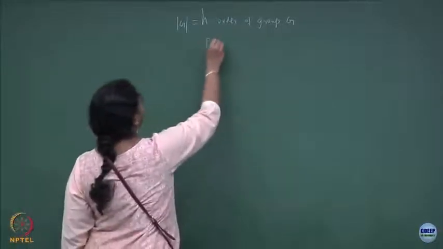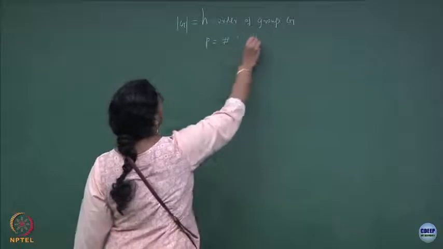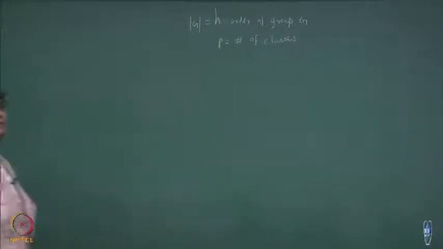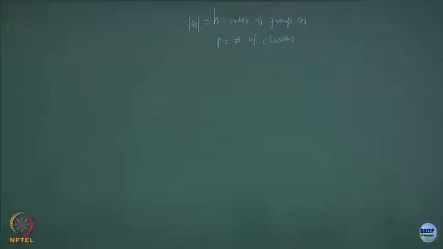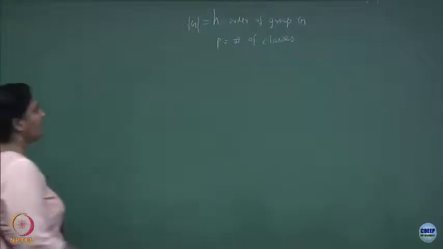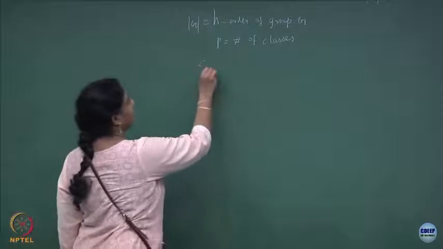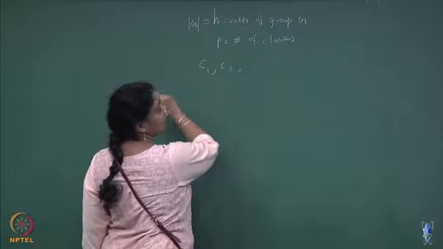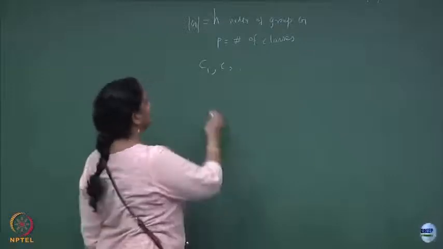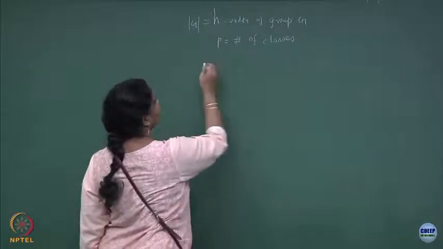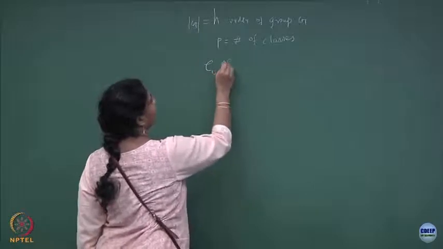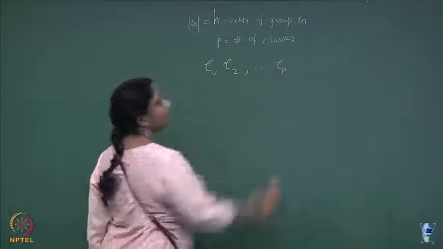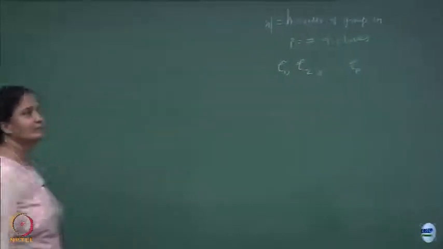P is the notation which we are going to use for the number of classes, and classes we will denote by C1, C2. So, do not confuse this C with your group structure. If you want, you can put some kind of curly C. C1 to CP, P classes are there, that is one.